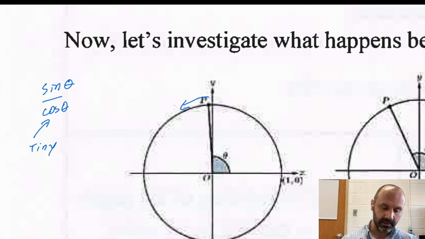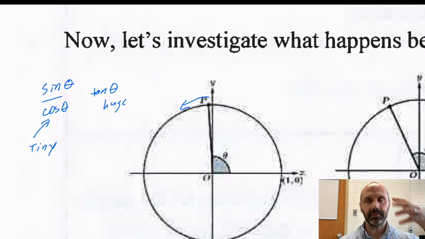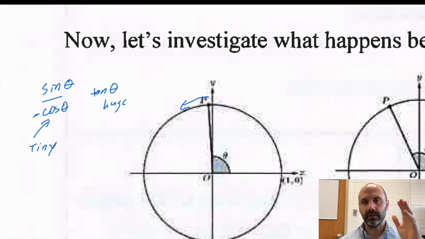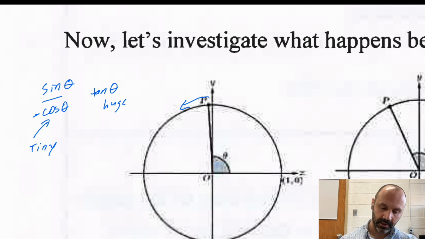So if cosine of theta is tiny, then tangent of theta is going to be huge, except that it's going to be negative. So the absolute value, the magnitude, is going to be very big, but it will be negative. Why will it be negative? Well, because cosine is negative. We're in the second quadrant. Cosine has a negative value, and so it's approaching infinity, but on the negative side.